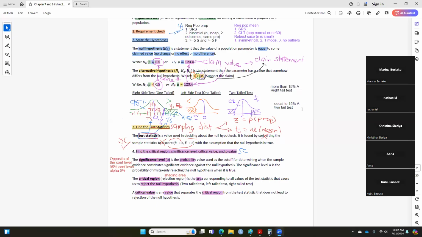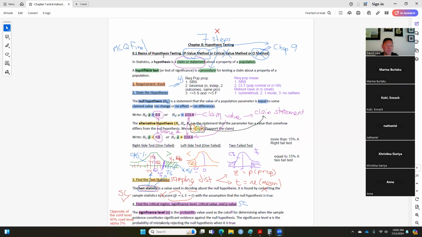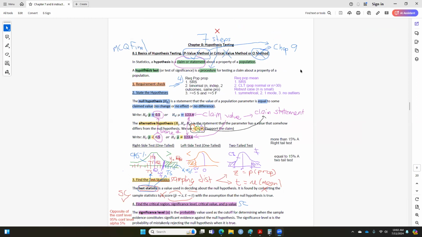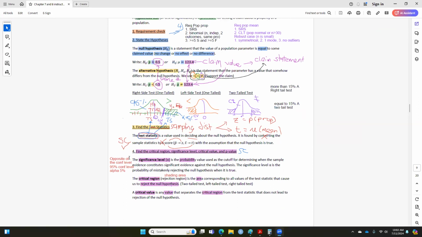How do we perform hypothesis testing here? There are 7 steps in the procedure to go over a hypothesis test, and we did a few steps already. The first step is to check the requirements. Second step is to state your hypothesis. Third step is to figure out the sampling distribution. Fourth step, where we stopped yesterday, is to find a critical region, significance level, critical value, and p-value.